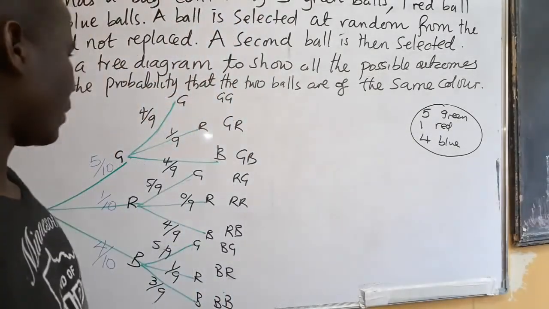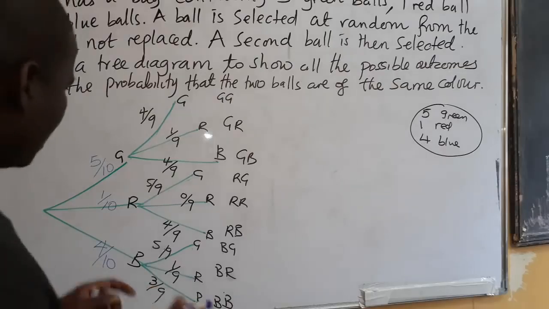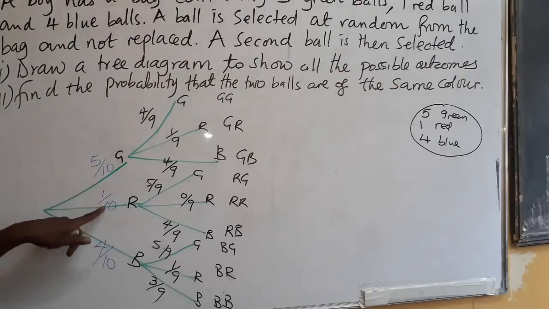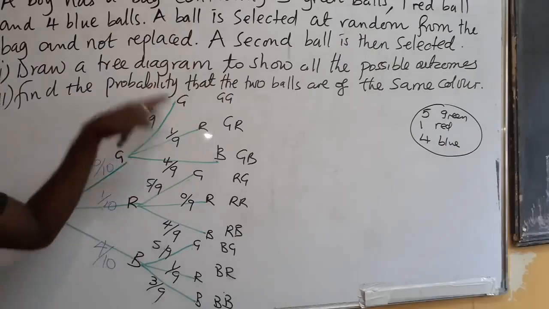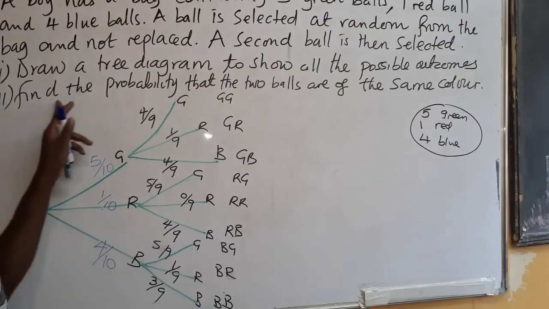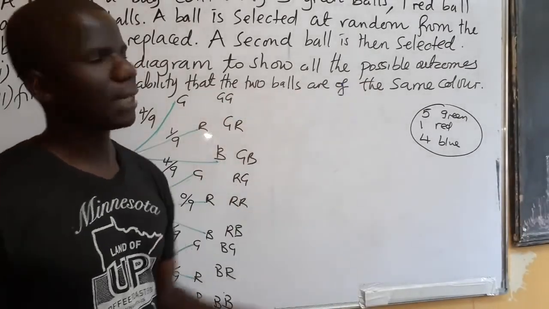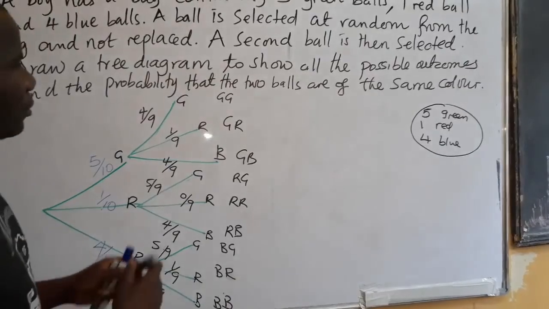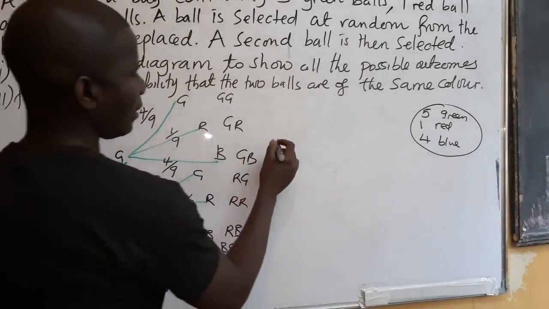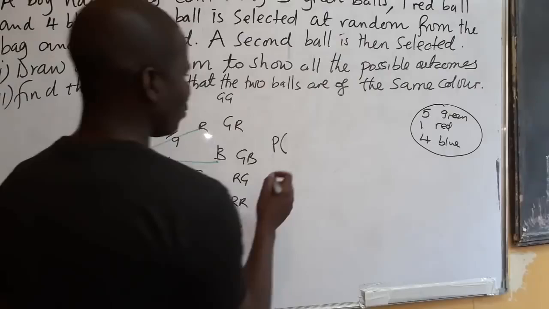Just like this. Okay? This is how we are supposed to draw our tree diagram. This is 5 over 10, 1 over 10, 4 over 10. Okay, I hope this side everything is clear. So this answers the first question: find the probability that the two balls are of the same color. So meaning we are talking about the probability of us having what?